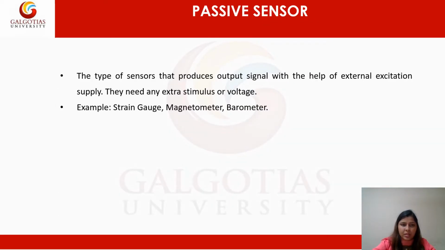So next one is our passive sensors. These types of sensors produce an output signal with the help of an external excitation supply, or you can say external power supply. It means you need to provide an external voltage or external stimulus, which will help in producing the output signal. Examples are strain gauge, magnetometer, barometer.